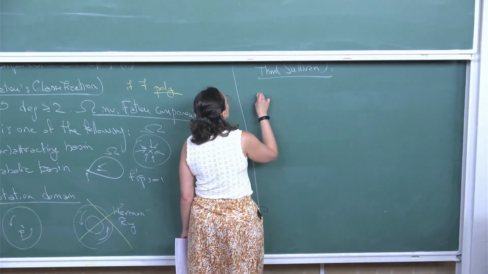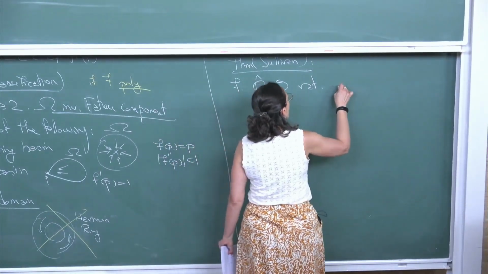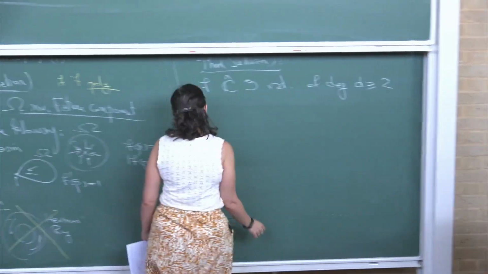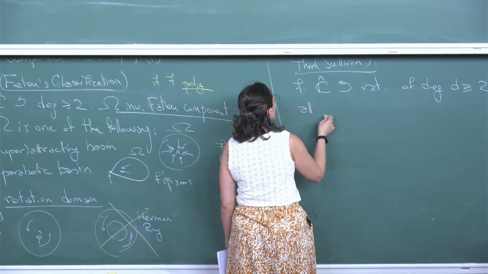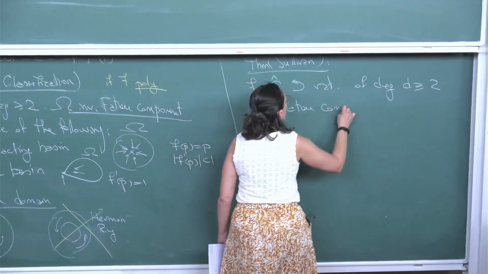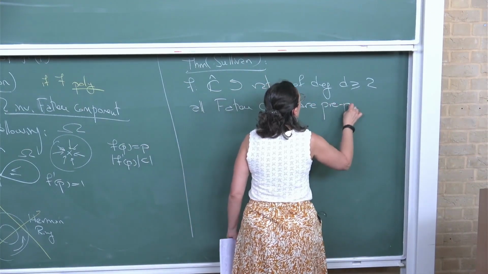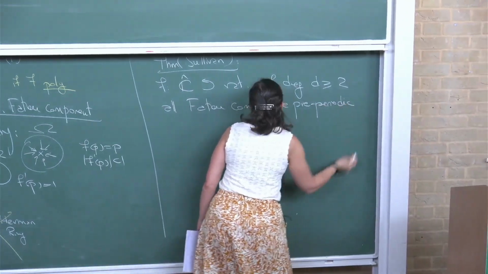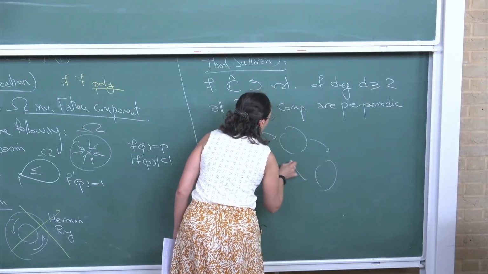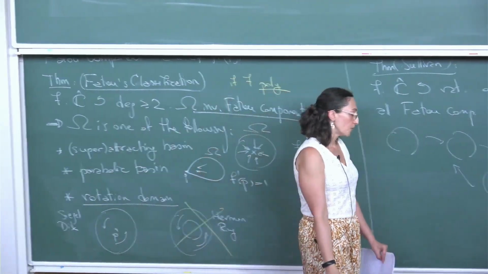Telling you that, well, if you have a rational function of degree d at least 2, then for 2 components are free-periodic. Meaning that, well, they will go back to themselves or to an image.